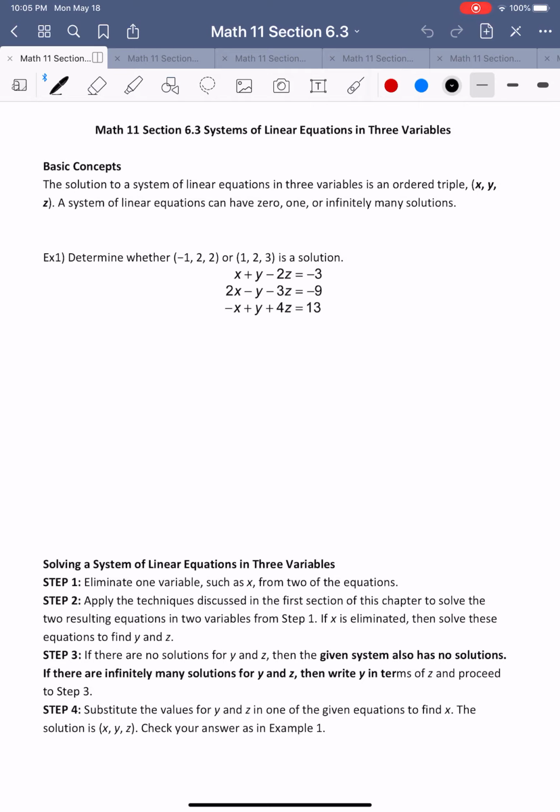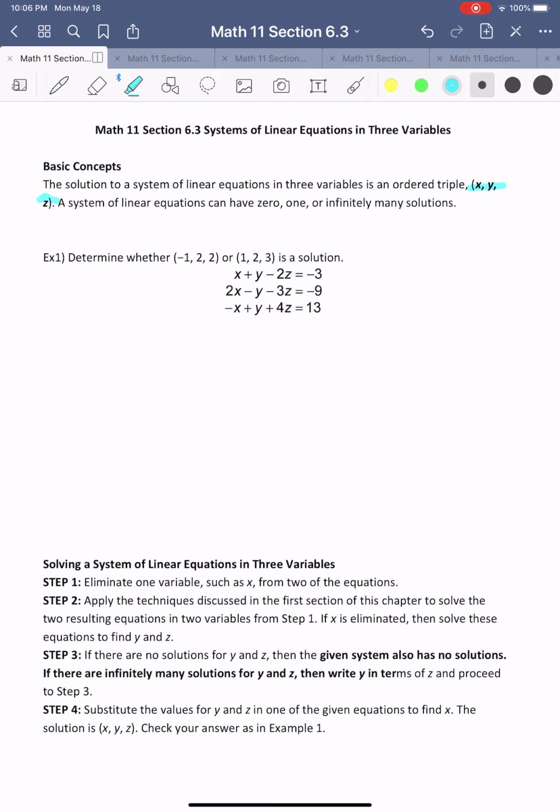So you get x, y, and z as a system. A system of linear equations can have 0, 1, or infinitely many solutions. It's the same as with two variables too. Okay, so we want to determine whether the ordered triples are solutions.